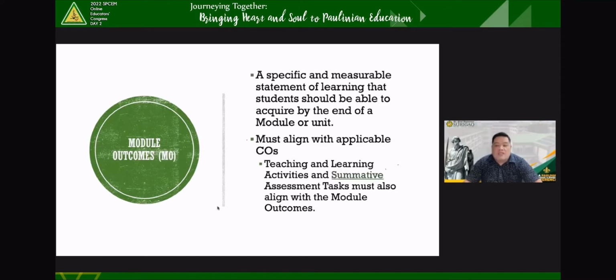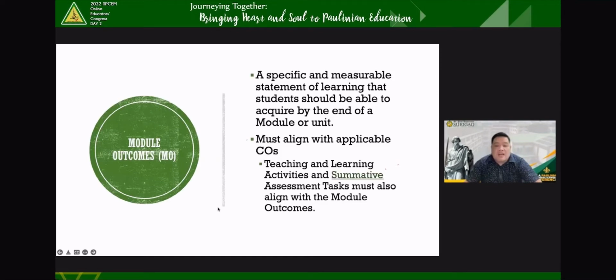For the module outcomes, a specific and measurable statement of learning that students should be able to acquire by the end of a module or unit. So they must align with applicable course outcomes. And of course, these course outcomes must be aligned with the teaching and learning activities as well as the summative assessment task. And this answers the question, at the end of the module, what have they learned and demonstrated?